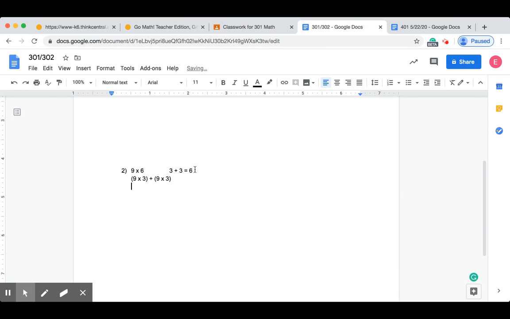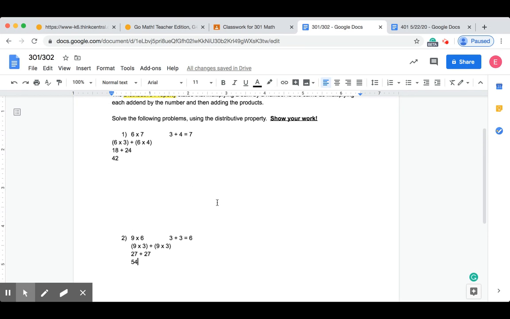Now I know 9 times 3 is 27. I will add that to 9 times 3 again, which is 27. 27 plus 27 equals 54. So I know that 9 times 6 is 54. And this is also how I will show my work. I will show myself breaking apart the number. I could have also broken apart 6 and done it if I wanted to.